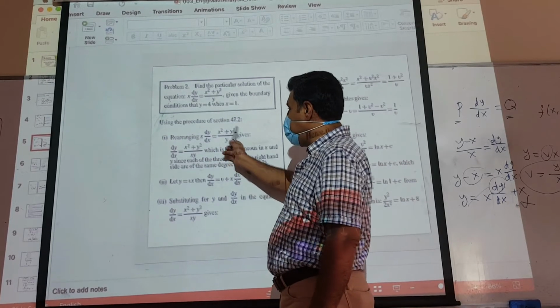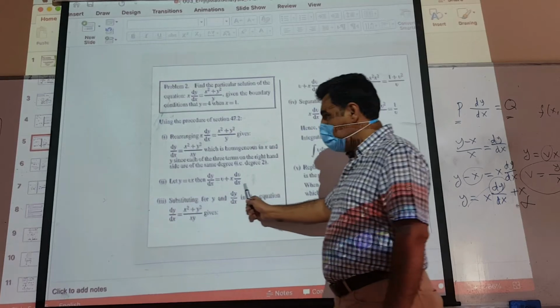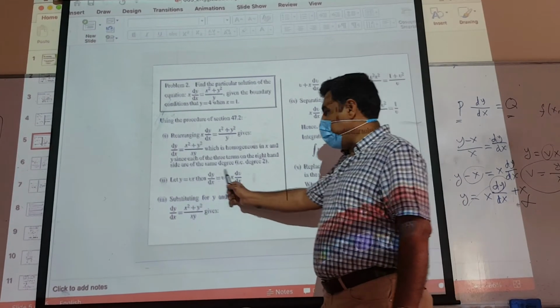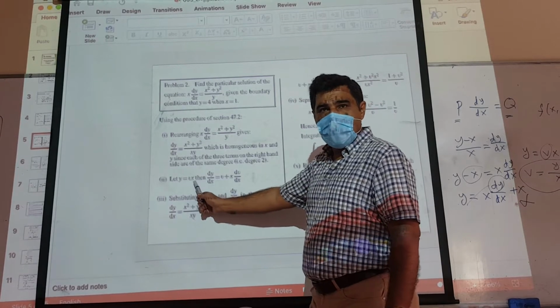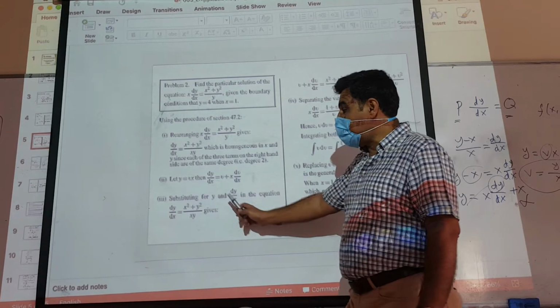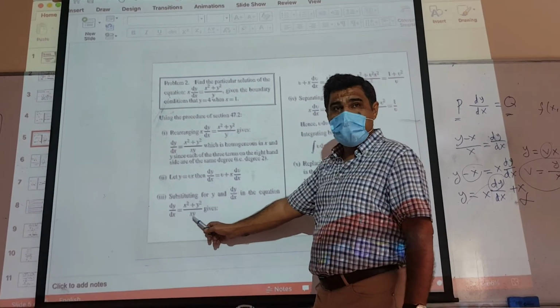Rearranging the equation. Okay. Now, the assumption, then having this derivative of the assumption, substituting y and dy over dx in the main equation.